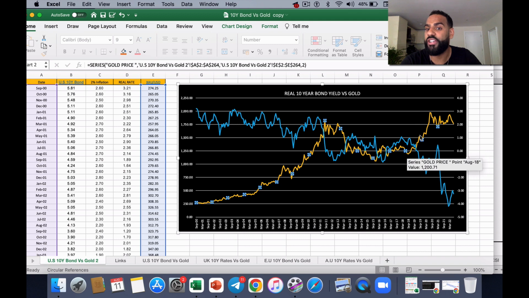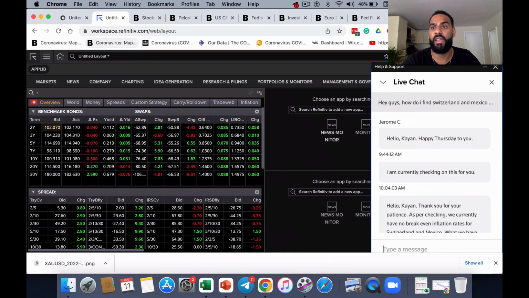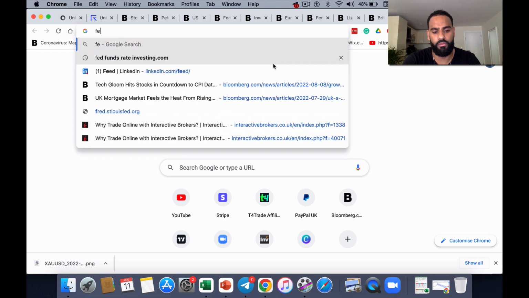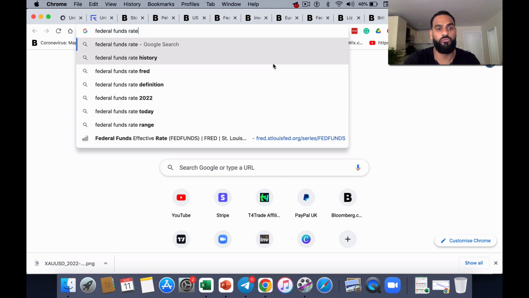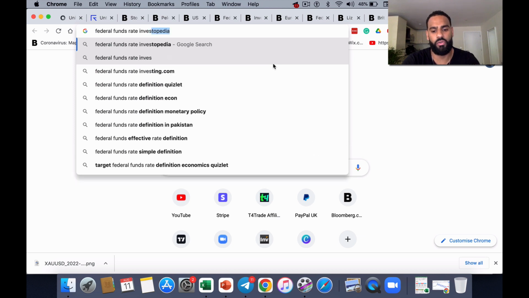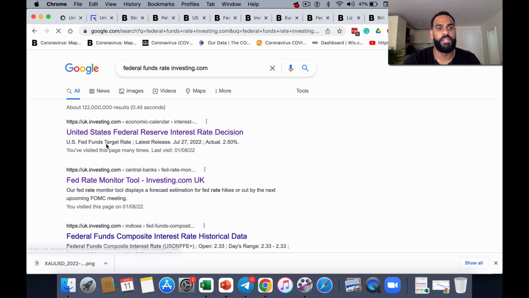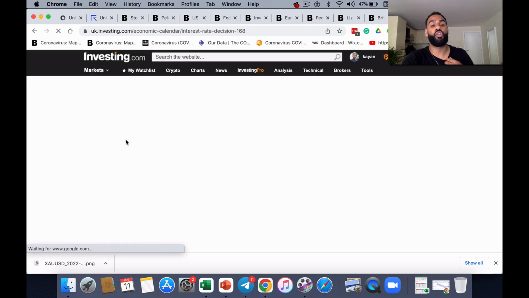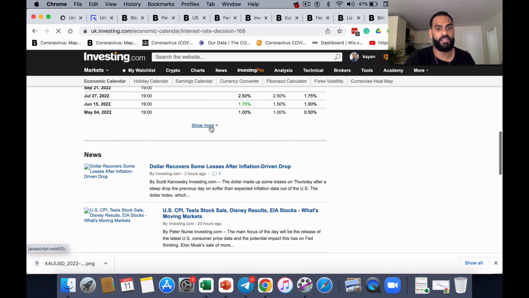And why was the interest rate turning negative? I'll show you right now. If we look at the federal funds rate, which is the central bank's interest rate, let's go to investing.com because you can get the monthly data here. So this is what I'm going to show you guys. Now you're going to have a good idea as to why gold's price took off in 2018 when interest rates were being cut in the United States.